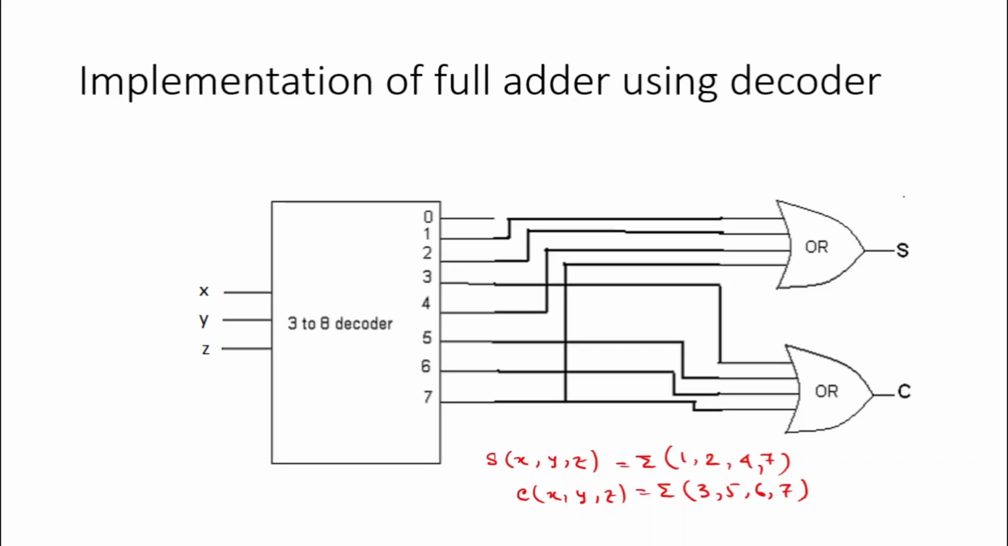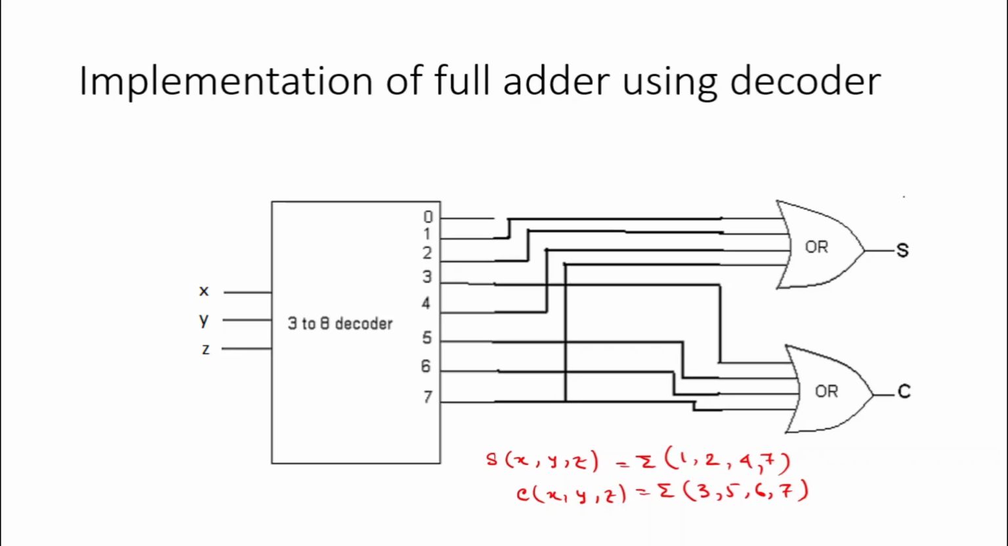So we can implement the full adder using the decoder and with the help of two OR gates. So what we have to do? We have to first write the truth table, then we write the expression for the sum and carry, and from that we can use the OR gate to make the expression for the summation 1, 2, 4, 7 for sum, and for carry it is the summation 3, 5, 6, 7.